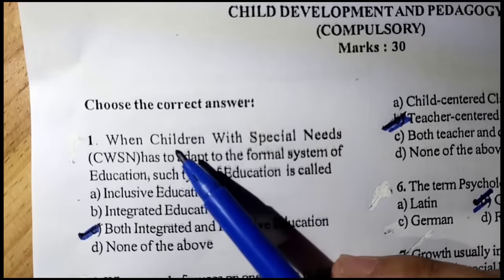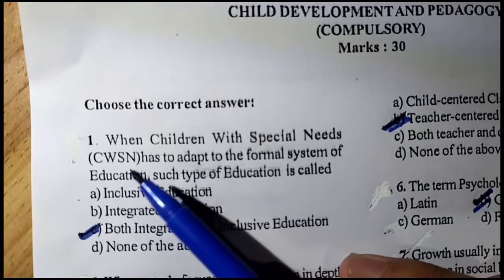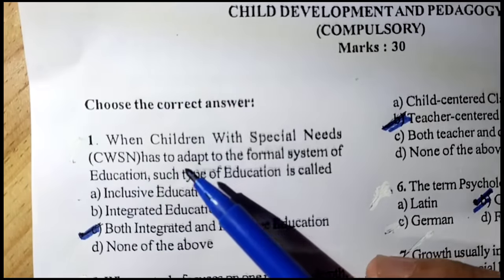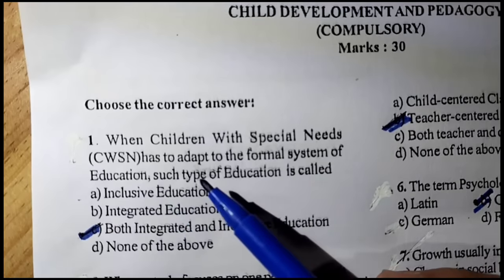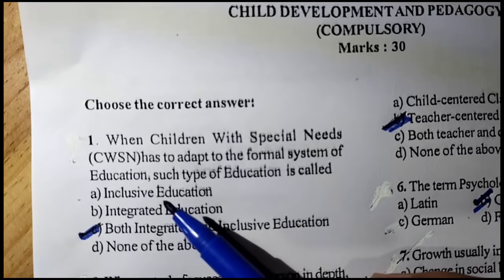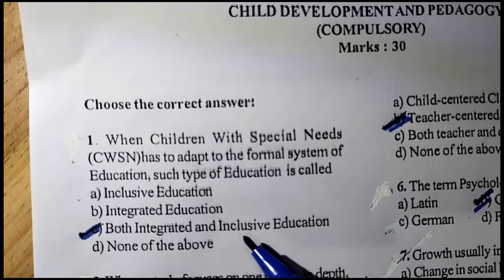Question 1. When children with special needs, CWSN, children with special needs, have to adapt to the formal system of education, such type of education is called, the answer is option C, both integrated and inclusive education.